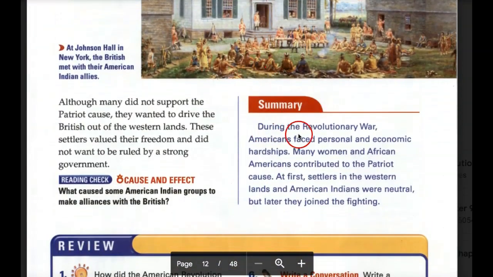Summary. During the Revolutionary War, Americans faced personal and economic hardships. Many women and African Americans contributed to the Patriot cause. At first, settlers in the western lands and American Indians were neutral, but later they joined the fighting.